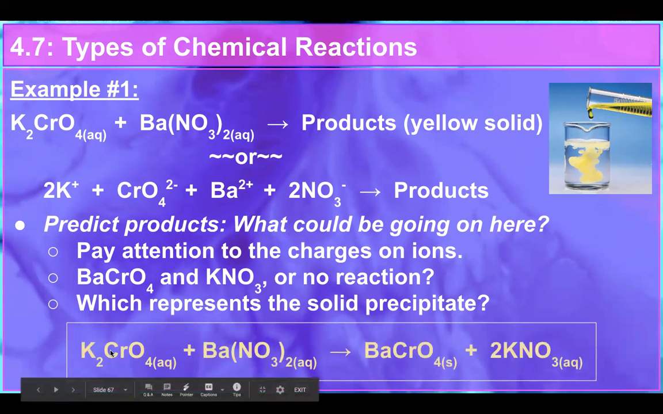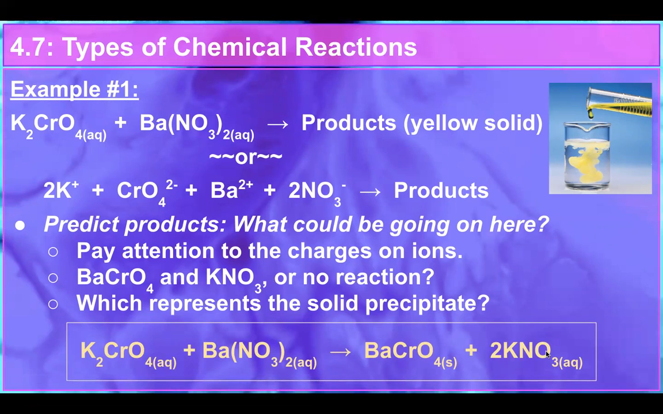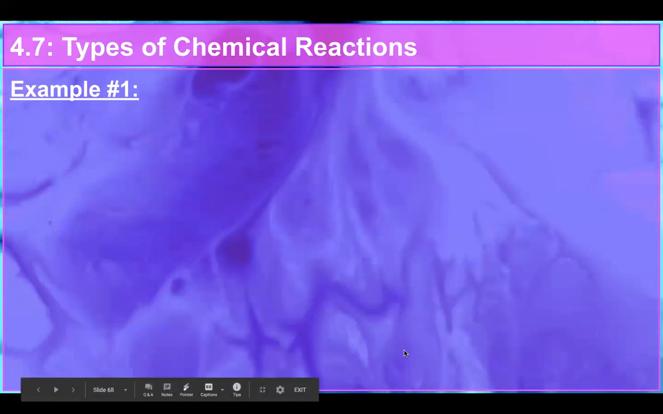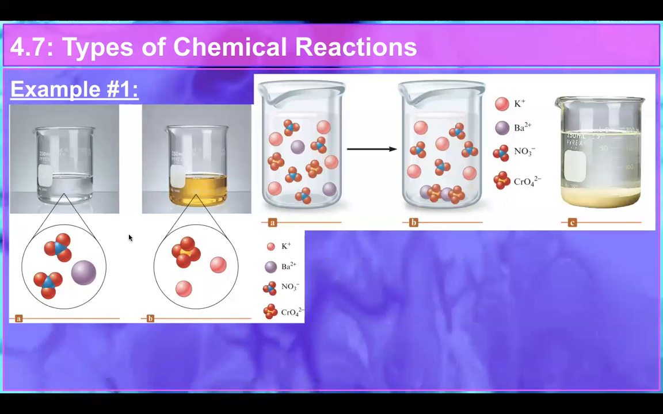So just looking at the trends from the last table, we would know that all potassium and all nitrate salts are going to be soluble. So it is definitely not going to be potassium nitrate. Therefore, it must be the barium chromate. Okay, and there you go.